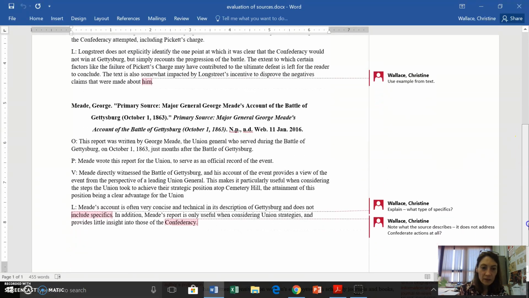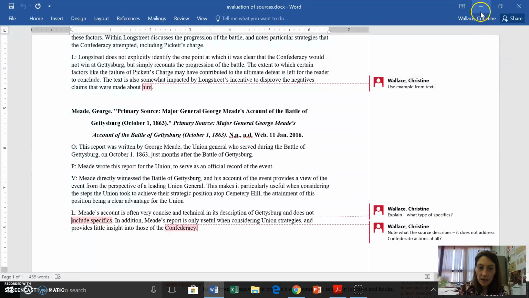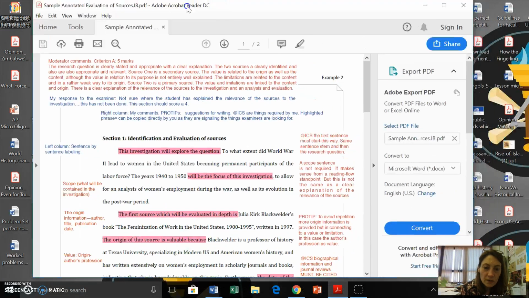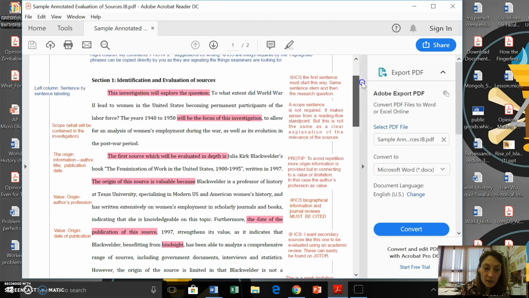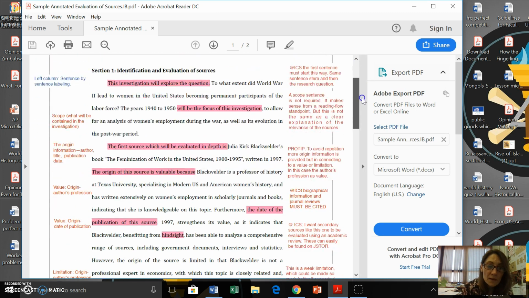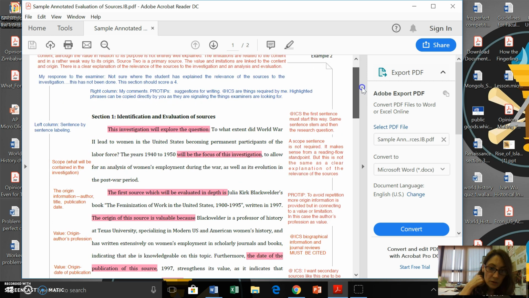Lastly, we'll just look at one other example, and I can post this on Schoology. You can look at the student's OPVL. But I wanted to also showcase an example of a value and limitation. This student is being scored by an IB grader, and so this looks a little bit different, but this student said that their question is, to what extent did World War II lead to women in the United States becoming permanent participants of the labor force?